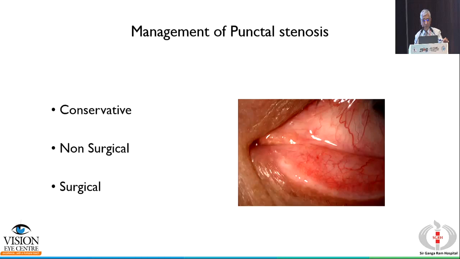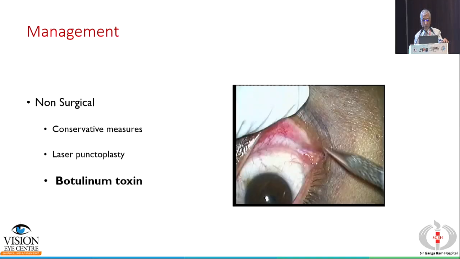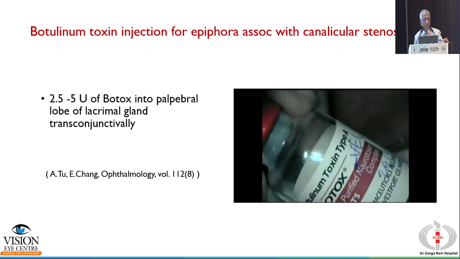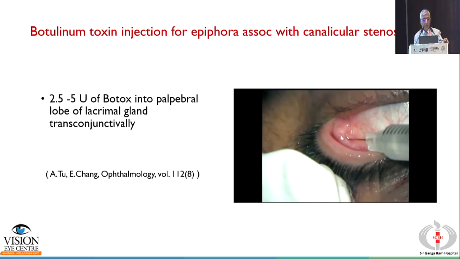For the acquired obstructions, punctal stenosis has seen a sea change, where our conjunctivodacryocystorhinostomies have dropped down almost 500%. And we do hardly a couple of conjunctival DCRs in a year now because of the availability of botulinum toxin.